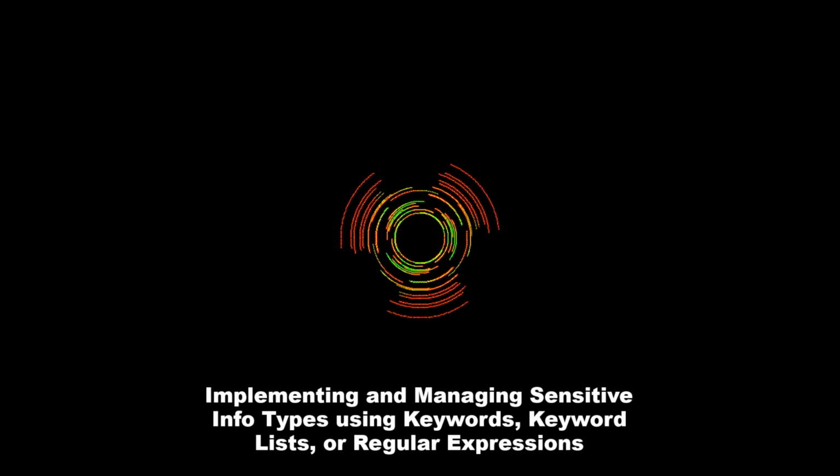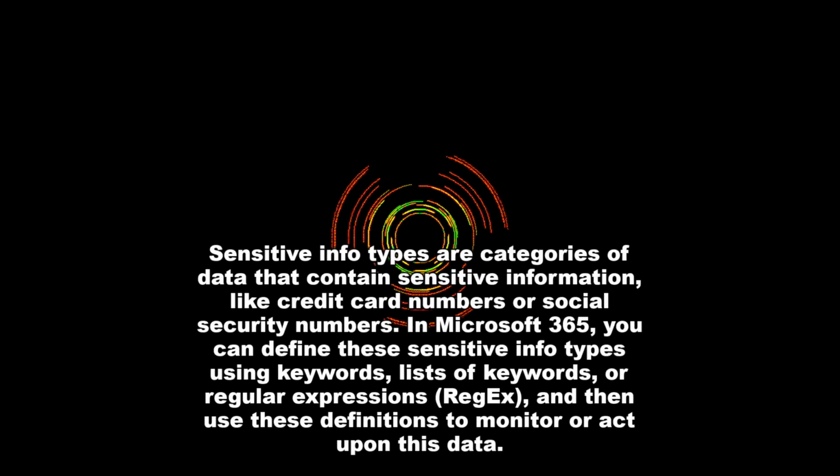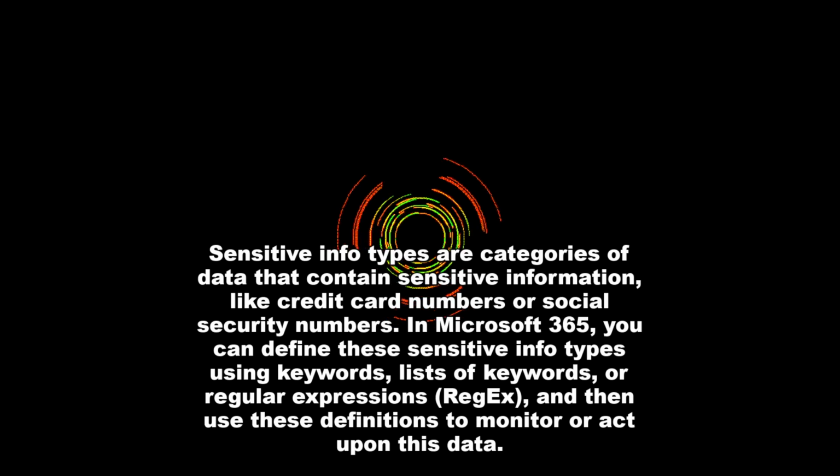Implementing and managing sensitive info types using keywords, keyword lists, or regular expressions. Sensitive info types are categories of data that contain sensitive information, like credit card numbers or social security numbers. In Microsoft 365, you can define these sensitive info types using keywords, lists of keywords, or regular expressions, regex, and then use these definitions to monitor or act upon this data.